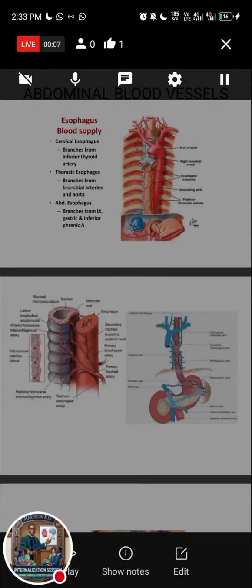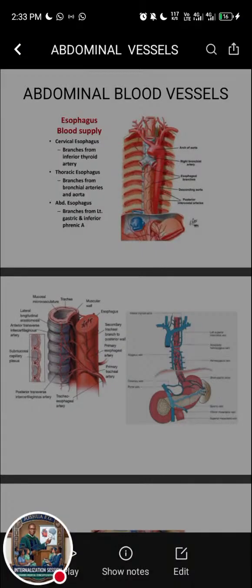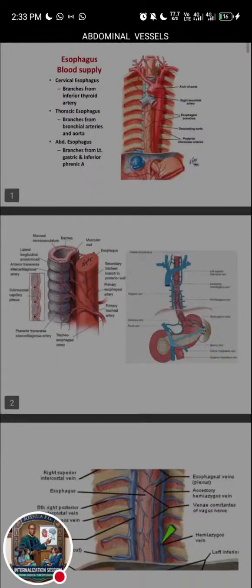At TAP, abdomen and perineum. Okay, we're looking at thorax, TAP, abdomen and perineum.